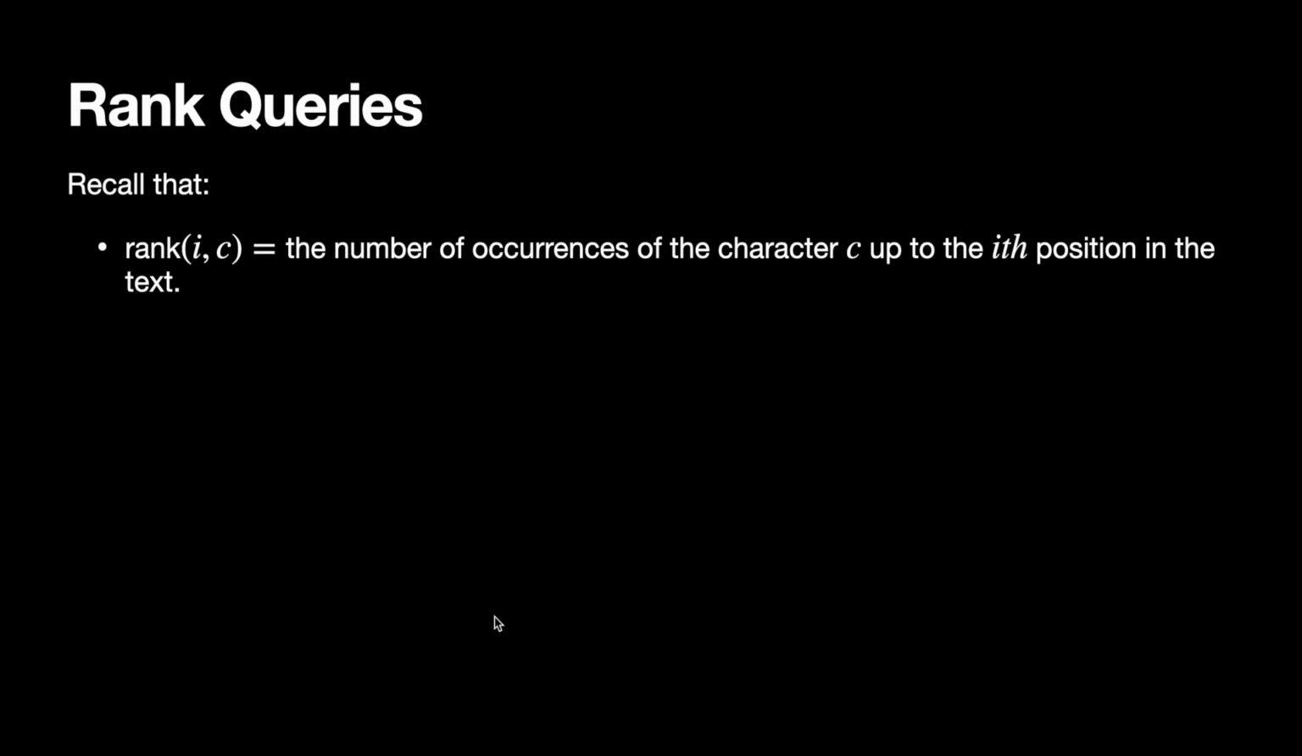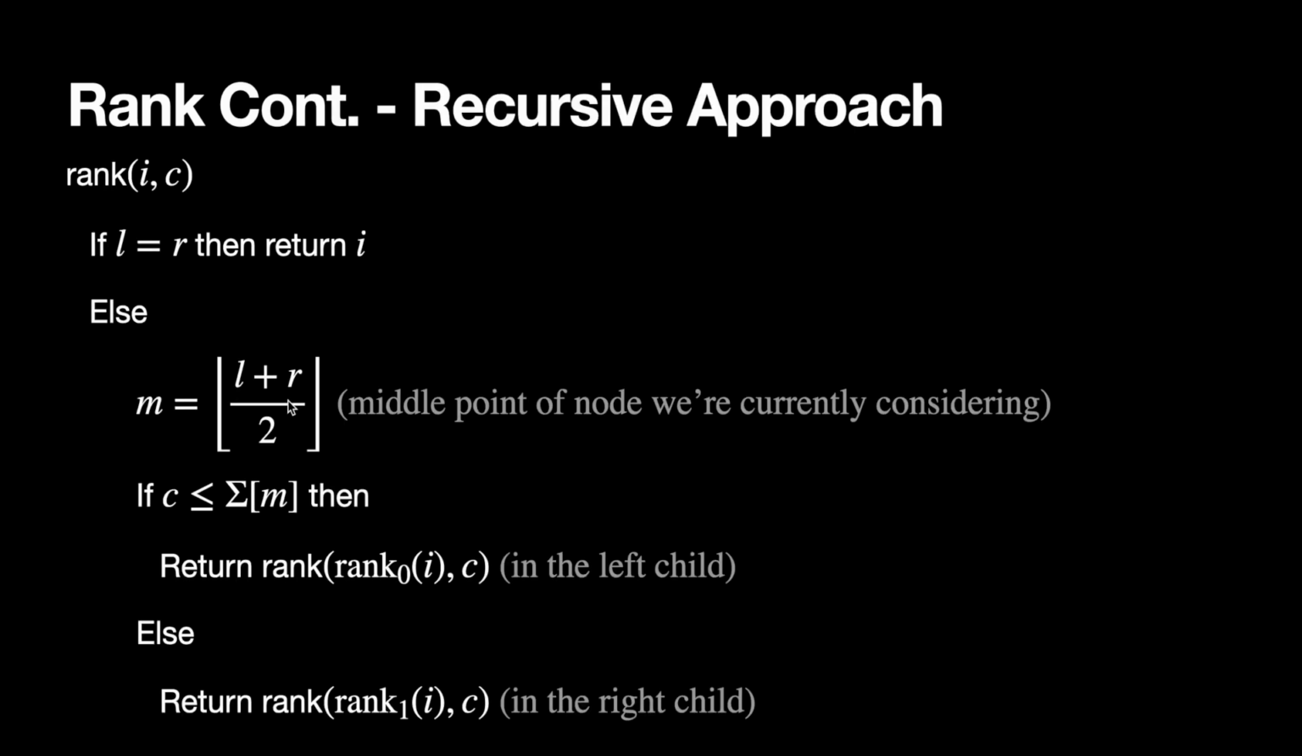Okay, let's talk about rank queries. So if you recall, rank is a function we've used a few times now, taking a parameter i representing some position and a parameter c representing some character, and it's going to return the number of occurrences of the character c up to the ith position in the text. So for a wavelet tree, we have this pseudocode. It says if L is equal to R, then return i.